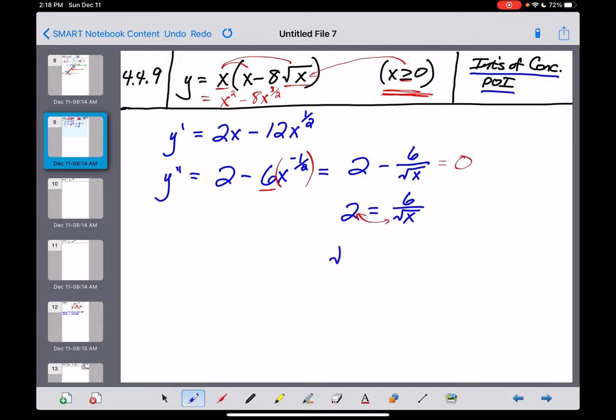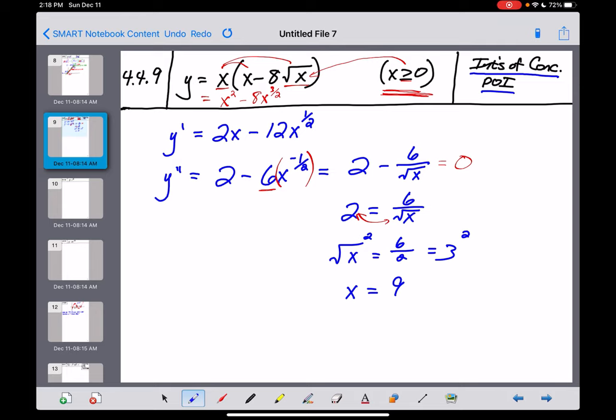Okay, so I now get the square root of x is equal to 6 over 2, which is equal to 3, and then we'll square both sides here and get x is equal to 9. No plus or minus right there, guys. We squared. You only need a plus or minus when you're undoing an existing square by taking a square root.